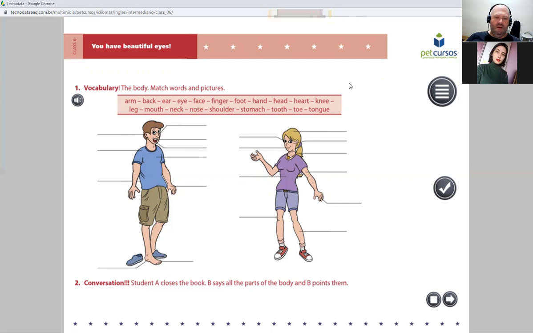Yes, very good. Okay. Now we can try and complete. Put the names in the correct places. Coloca os que você sabe, the ones you know. It's easy. Oh, very good. So tell me, here. Nose. What? Nose. Here. It's ear. And here. Mouth. And here. Tongue. There. Shoulder. And here. Heart. Here. Back. There. Hand. Here. Foot. In there.